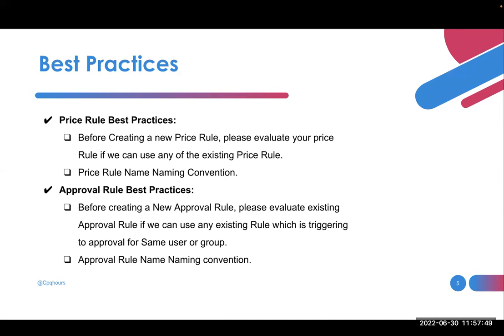So our best practice should be not to create multiple approval rules. If you think there are already approval rules which are triggering the same approver user or group, then in this scenario you will have to alter the condition rather than creating a new approval rule in the system.